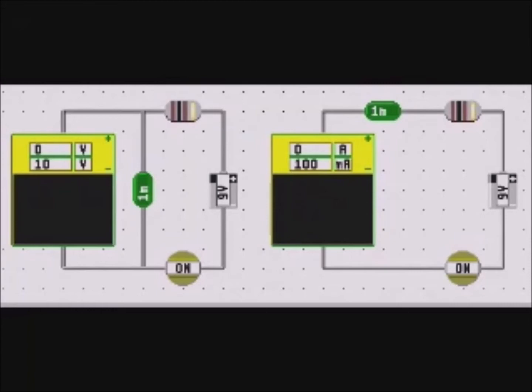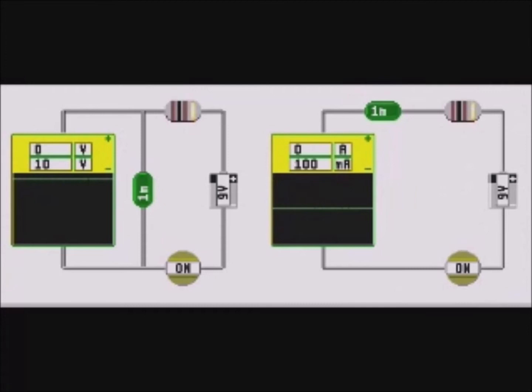Now we show two similar circuits, but the oscilloscope on the right is showing current instead of voltage. Remember that to measure current, the current must pass through the oscilloscope. The two circuits are on, and when we turn on the simulator, we see the voltage curve on the left and the current curve on the right. Notice that they are the inverse of each other. We will show that again.